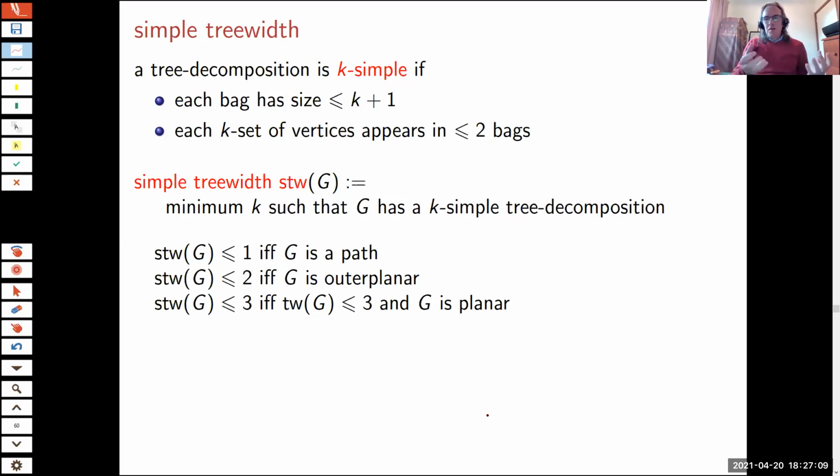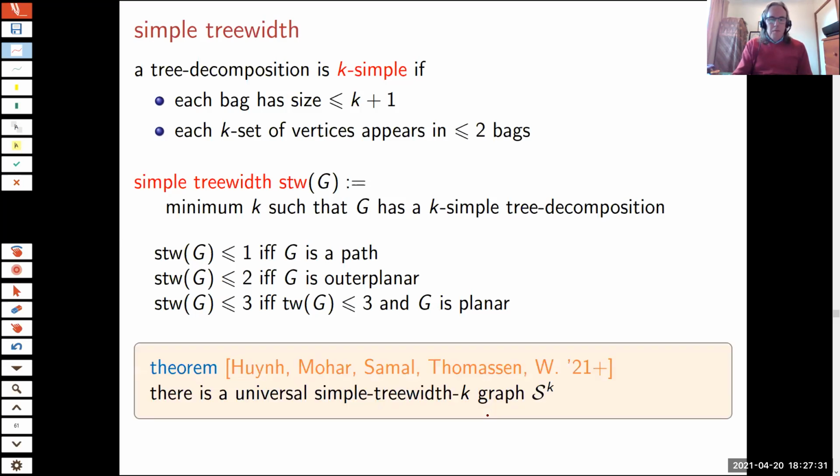Tree width 2 means the graph is what's called series parallel. But if you go to simple tree width 2, it's a smaller class, and that corresponds to outer planar graphs. And simple tree width 3 corresponds to the graphs of tree width 3 and the ones that are planar. So planarity appears in this notion of simple tree width. And what we actually show is that one, there is a universal simple tree width K graph.